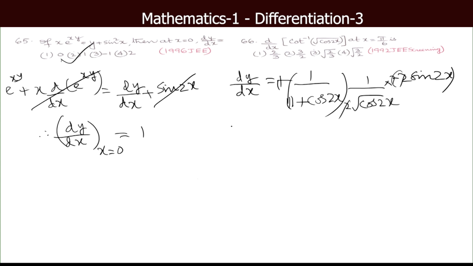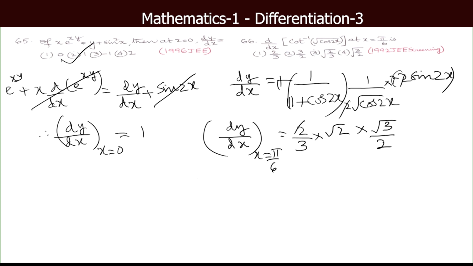So, therefore, dy dx at x equal to pi by 6. When x equal to pi by 6, cos 2x is cos pi by 3, 1 by 2. 1 plus 1 by 2 is 3 by 2, 2 by 3. That is the first factor. Second factor, cos 2x, once again cos pi by 3, 1 by 2, root of 1 by 2, 1 by root 2 and root 2. That is second factor. Sin 2x, sin pi by 3, root 3 by 2.